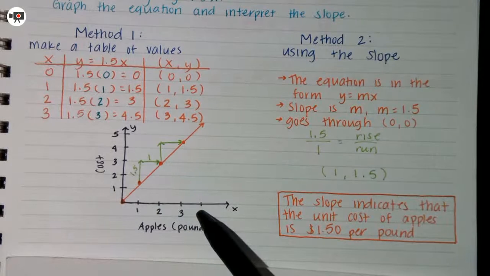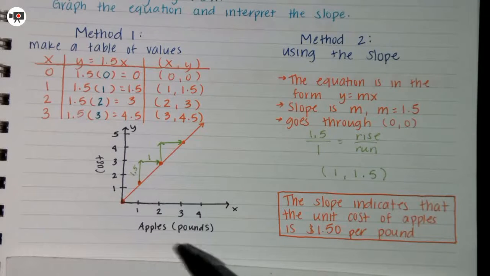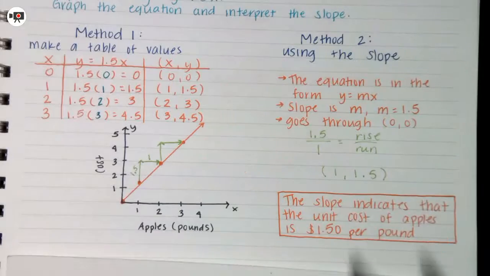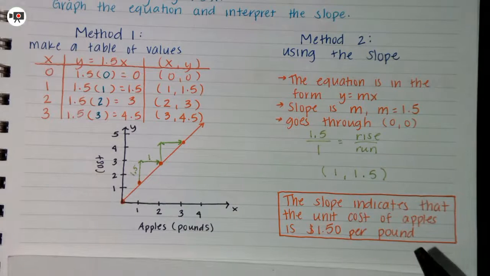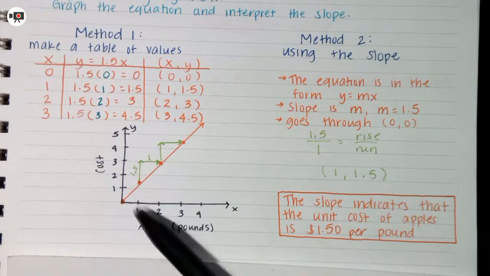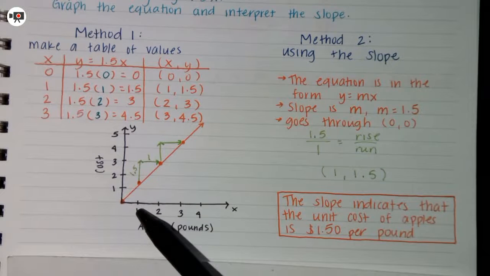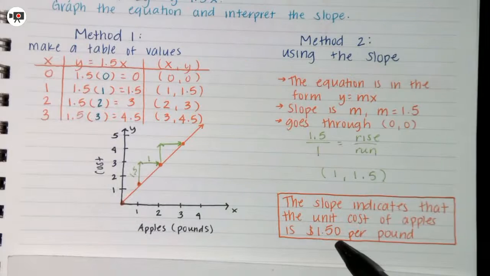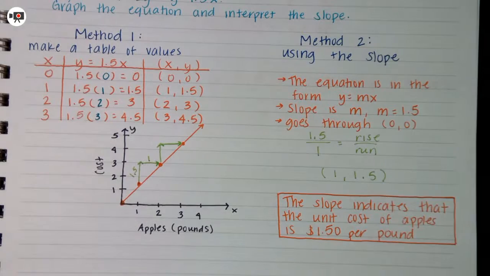our graph here. Now it says to interpret the slope. So what does the slope mean? What does this 1.5 mean? And we know that it shows the unit cost, so for 1 pound of apples, for every 1 pound of apples I buy, it costs $1.50. So it's $1.50 per pound of apples.